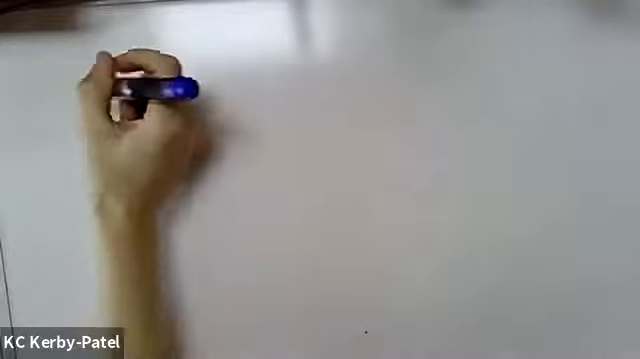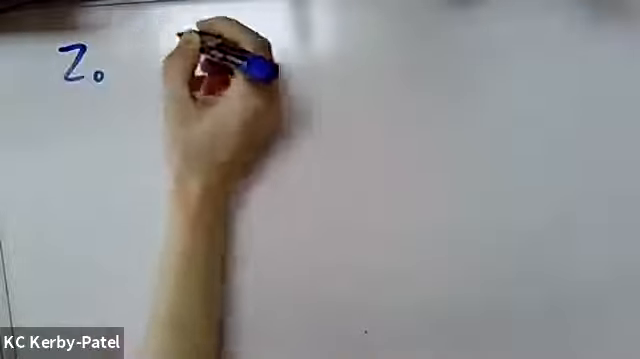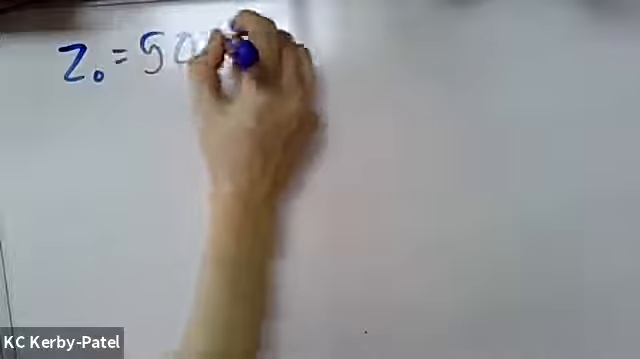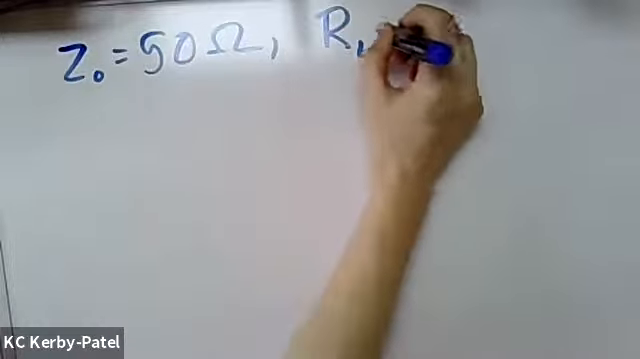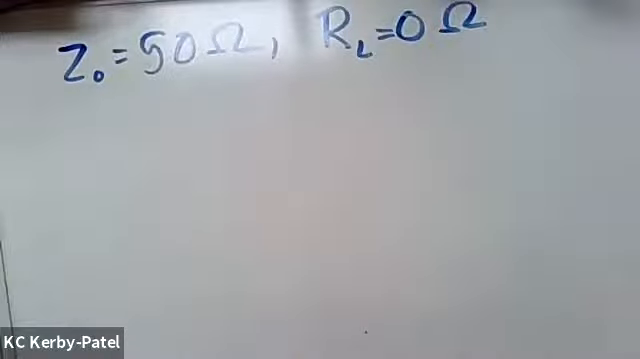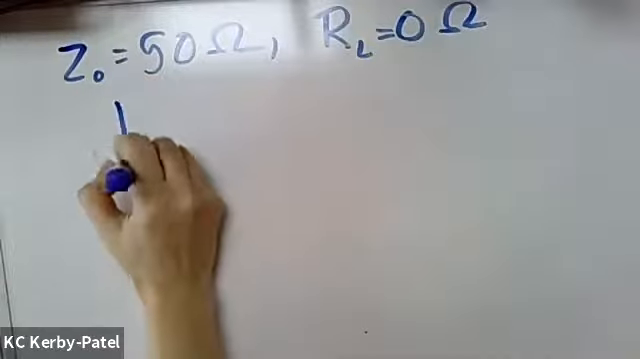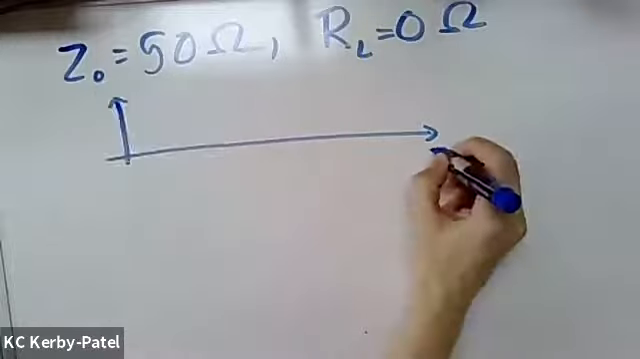All right, welcome back, everybody. So you were doing an example where you have a transmission line whose characteristic impedance is 50 ohms and whose load impedance was 0 ohms. And I wanted to draw some plots, some graphs of voltage versus position at a few different times. So let's do that.